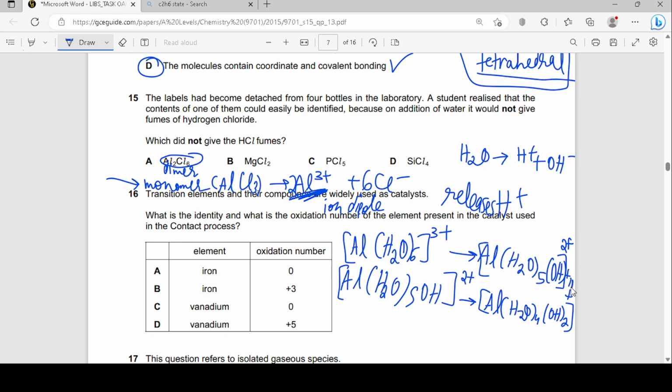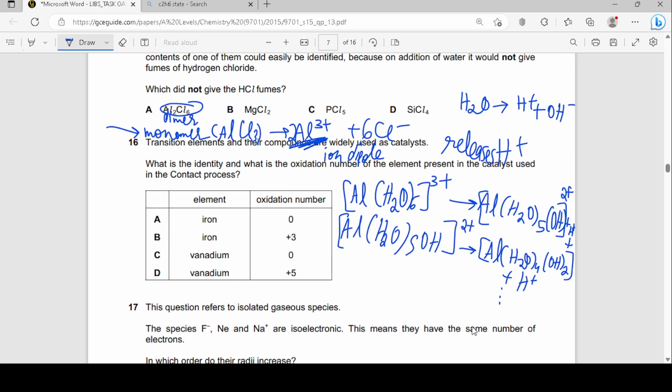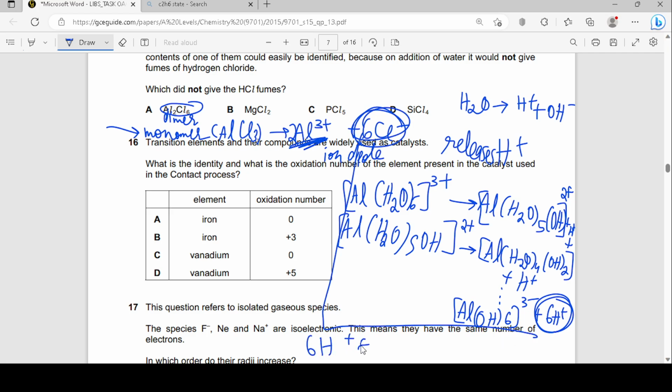So yeah, plus H plus H plus. Okay, and then it keeps going on like that until eventually you get Al(OH)3 plus 6H+. So again, you have 6H+ over here and you have 6Cl- there, right? So then what happens is that 6H+ plus 6Cl- for each Al2Cl6 molecule, you get 6HCl. Okay? 6HCl gas. So definitely because you have HCl gas forming, you do get HCl fumes with Al2Cl6.